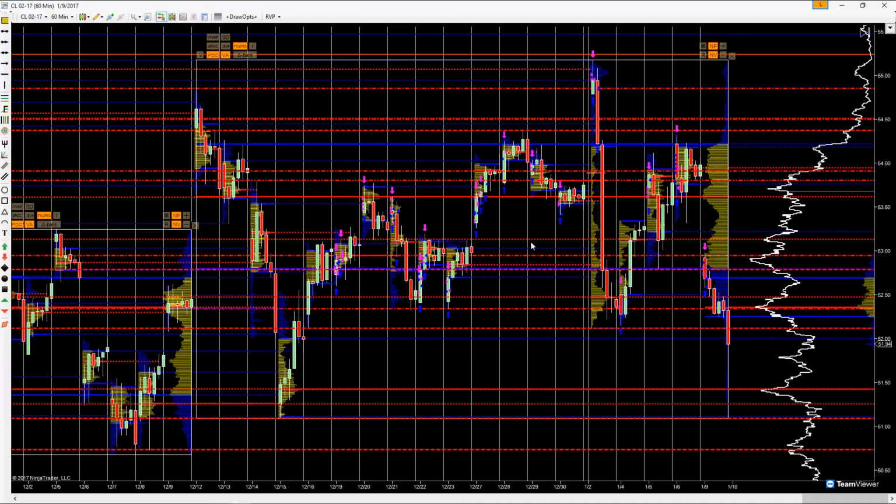So the dotted lines are former VPOCs, not necessarily naked VPOCs. I'm going to have to figure out a way to change that because there are also naked VPOCs, but that's okay. Dotted lines are former VPOCs, and the lines that are dash and two dots are microcomposite VPOCs. I don't draw any of the composite VPOC or HVN or LVN, the high volume nodes or low volume nodes, yet. I probably will be adding that as well, but for now. So let's take a look.